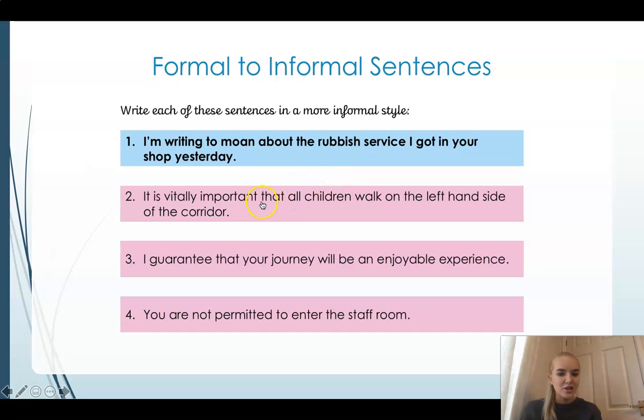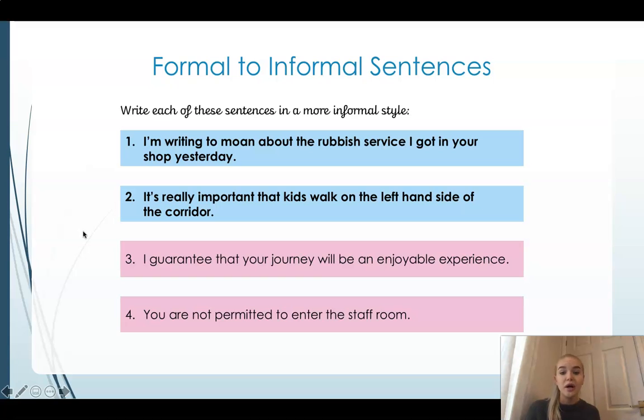So if I wanted to change that from formal to informal, I might just change those two words. But rather than saying it is, contract that and say it's instead, because that's our informal language. So instead of it is vitally important, I've changed it to it's really important that kids walk on the left-hand side of the corridor. So I haven't changed much of the sentence, I'm just picking out certain words. Can you have a think about how I might change number 3 into informal language? Which words would you change?